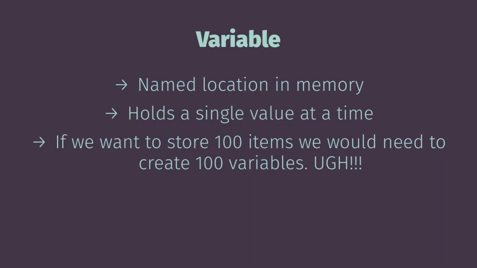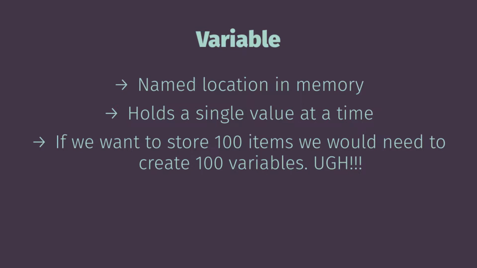Let's review the concept of a variable. A variable is a named location in memory. We use variables to hold on to values in our programs. We know one of the traits of a variable is that it can only hold a single value at a time. And if we try to store a new value in a variable, the previous value is overwritten.